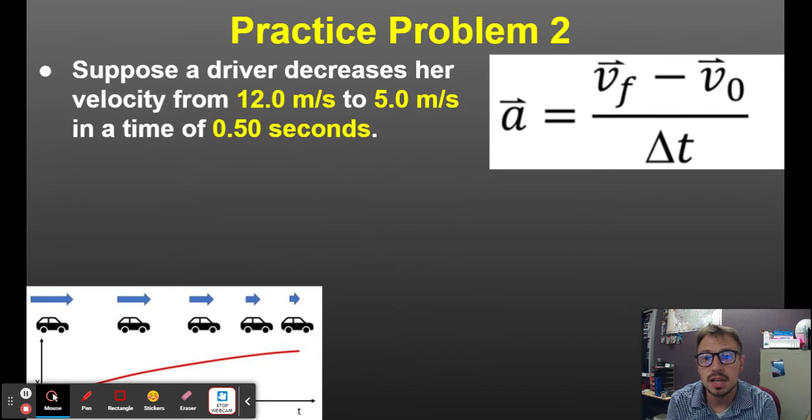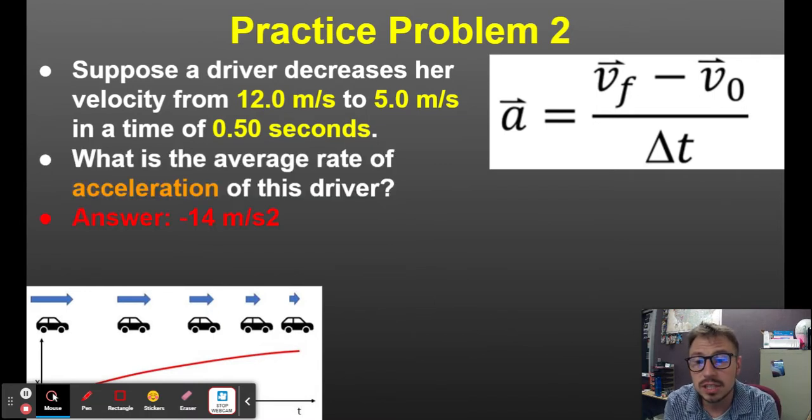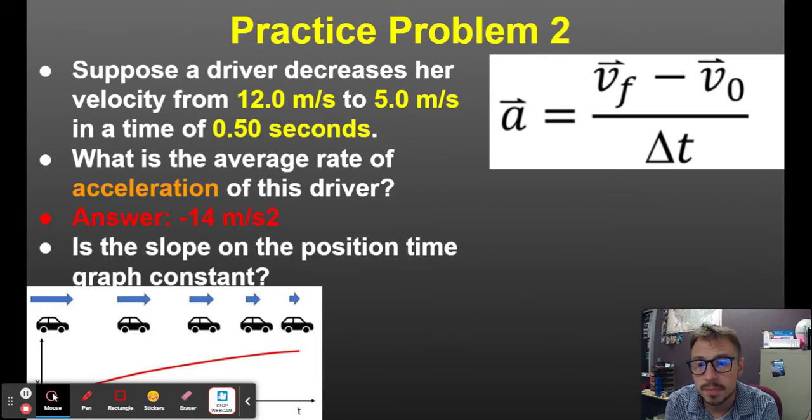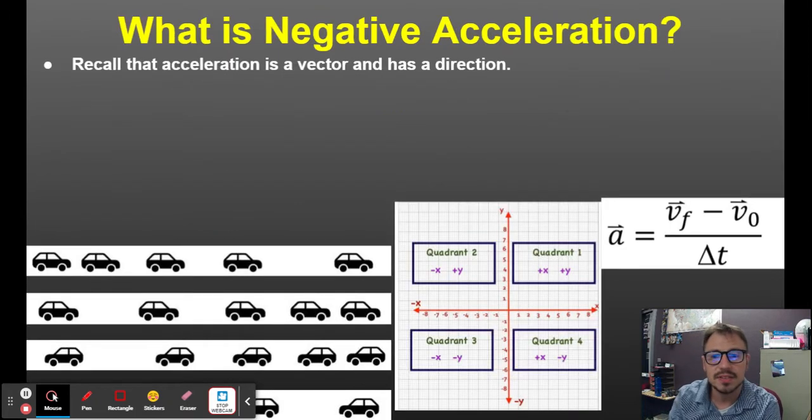Now let's look at another problem though. Suppose the driver decreases her velocity from 12 meters per second to 5 meters per second in a time of half a second. Now the final velocity is less than that initial velocity. So when you plug everything into the equation, you're going to get a negative value, negative 14 meters per second squared. Now, what is negative acceleration though?